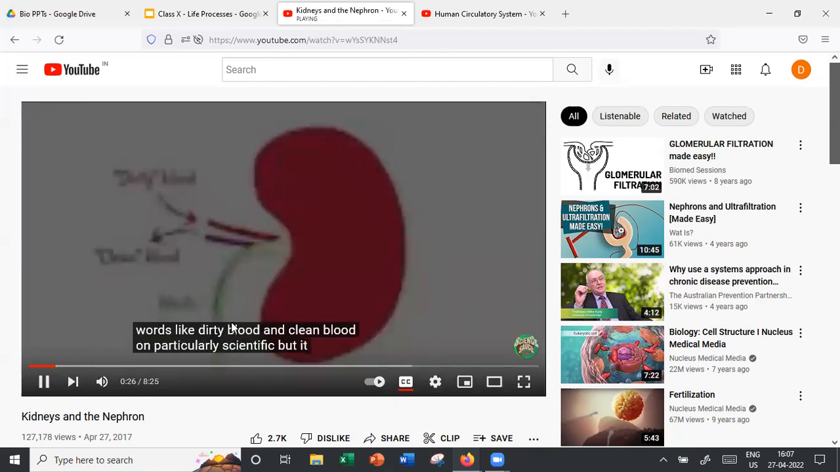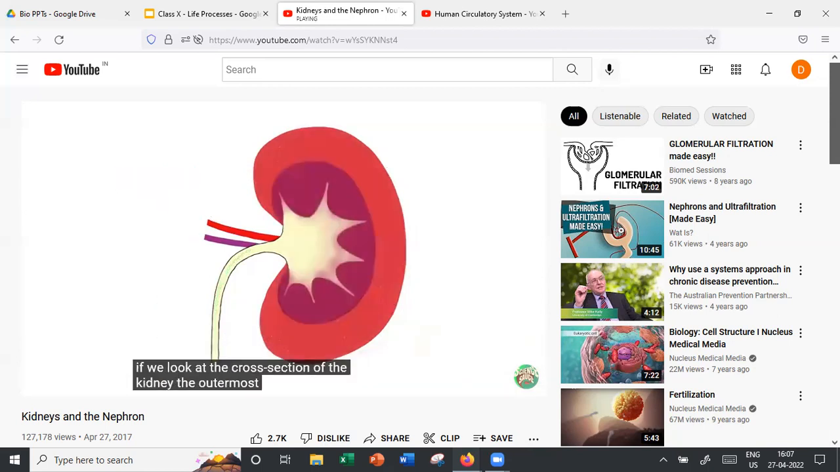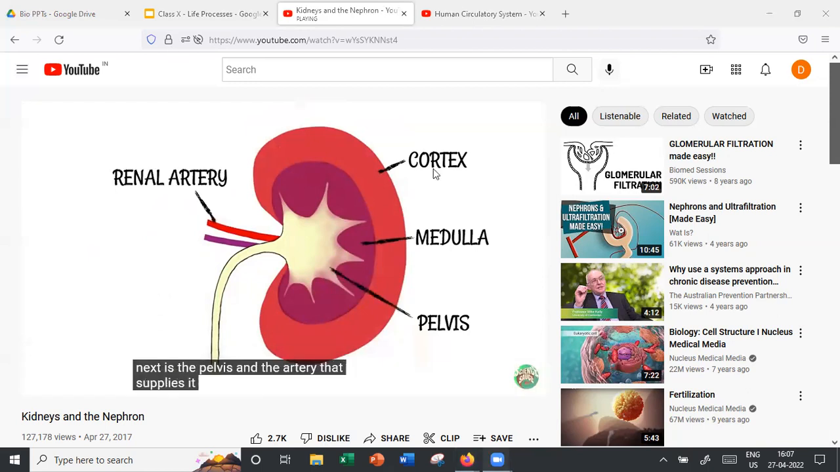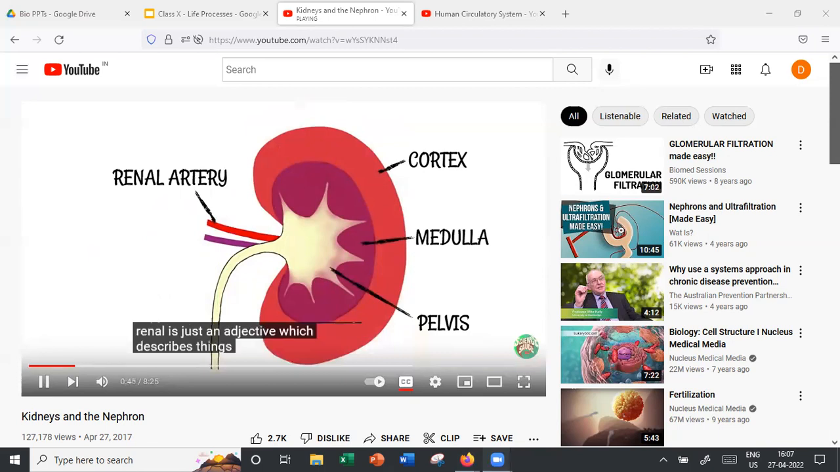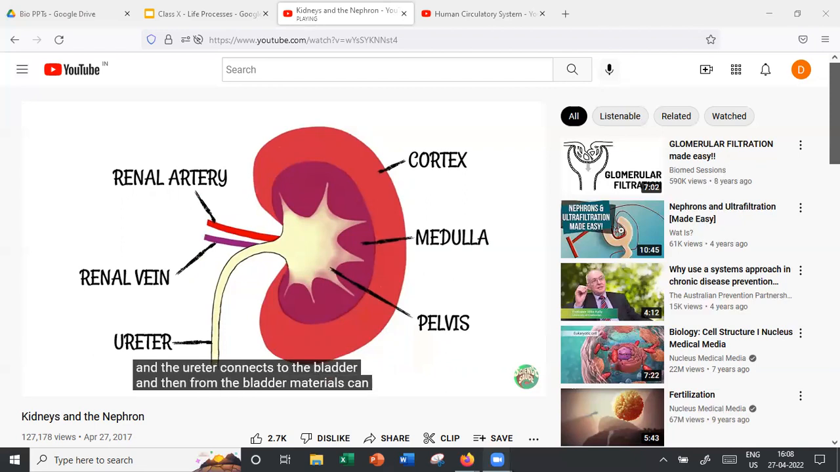It is a really convenient way to think about it. If we look at the cross section of the kidney, the outermost part is known as the cortex. The next part is the medulla. Next is the pelvis. And the artery that supplies it is known as the renal artery. Renal is just an adjective which describes things to do with the kidney. It makes sense then that the blood vessel that leaves the kidney is known as the renal vein. And the tube which exits the kidney with all of the waste products is known as the ureter. And the ureter connects to the bladder, and then from the bladder, materials can exit the body.